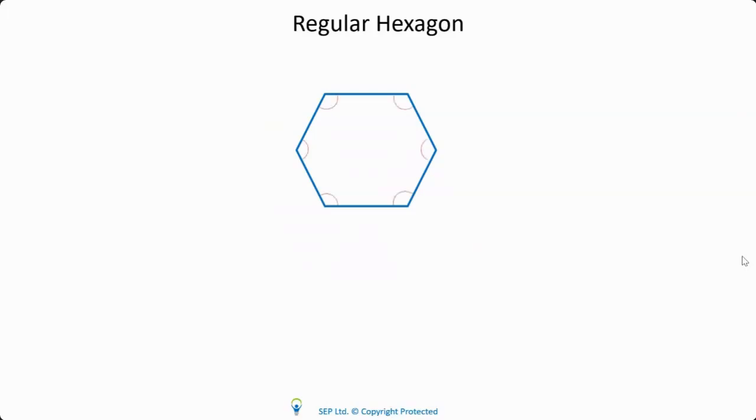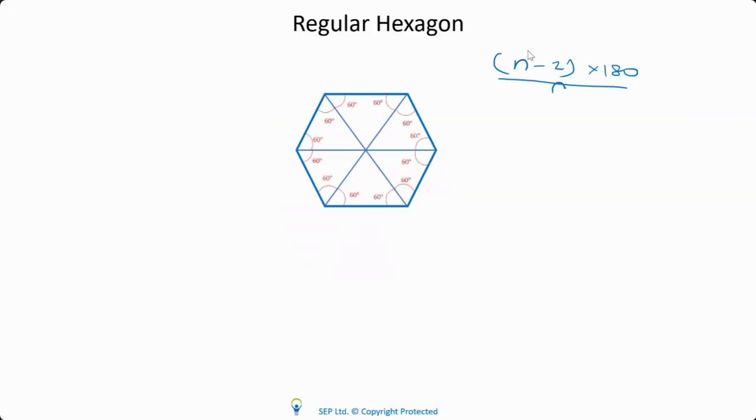Now in a regular hexagon, each internal angle is 120, first of all. It's best that you remember this. Obviously, you can use the formula that I discussed earlier, (n minus 2) times 180 by n, to find out the value, but it is better that you remember it. Now, if you join all the diagonals like this, the angles split equally into 60, 60, 60, 60.